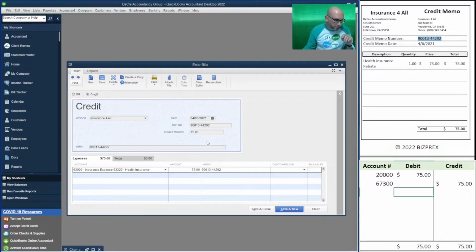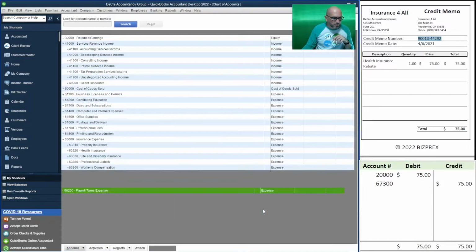Again, this window right here, don't get misguided by the word credit amount. It is a credit memo. But this window serves as a debit to account 20,000, accounts payable. It debits it. That's why it's important to know your debits and credits. And then this amount is a credit to your expense account, 63,320. All right, so that concludes invoices and credit memos. Save and close.